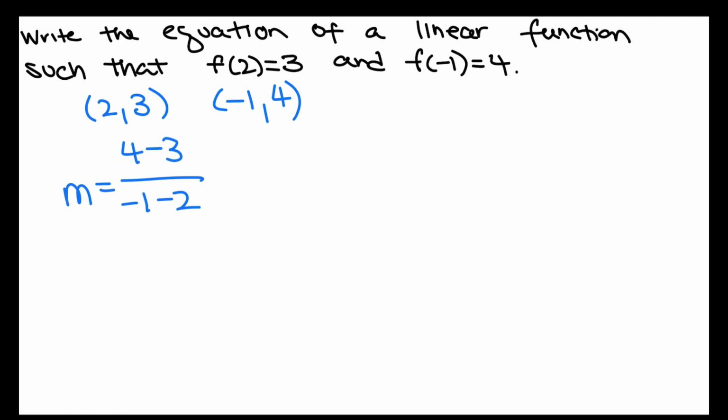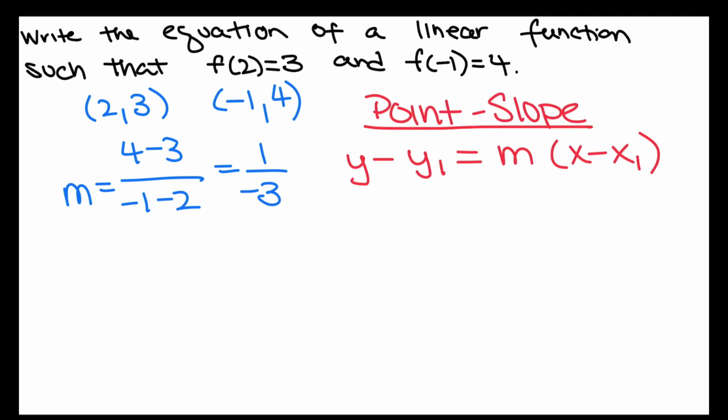So I can compute my slope by taking change in y, so 4 minus 3, divided by change in x, negative 1 minus 2. That's 1 over negative 3, or negative 1/3. Now there's a couple different ways we can get the equation of our line. My preferred method is using something called the point-slope formula. The point-slope formula basically tells us that the rise, the change in y, equals the slope times the run. It's just our slope formula written a little bit differently.